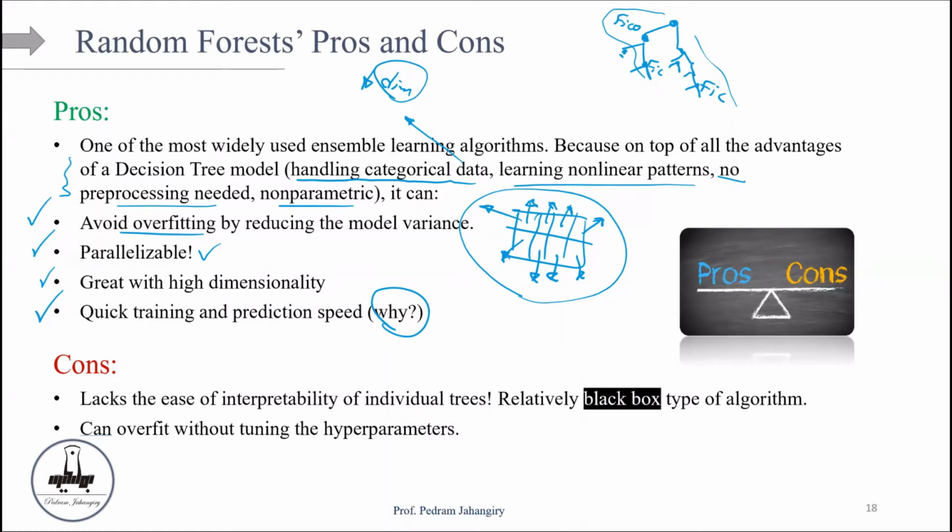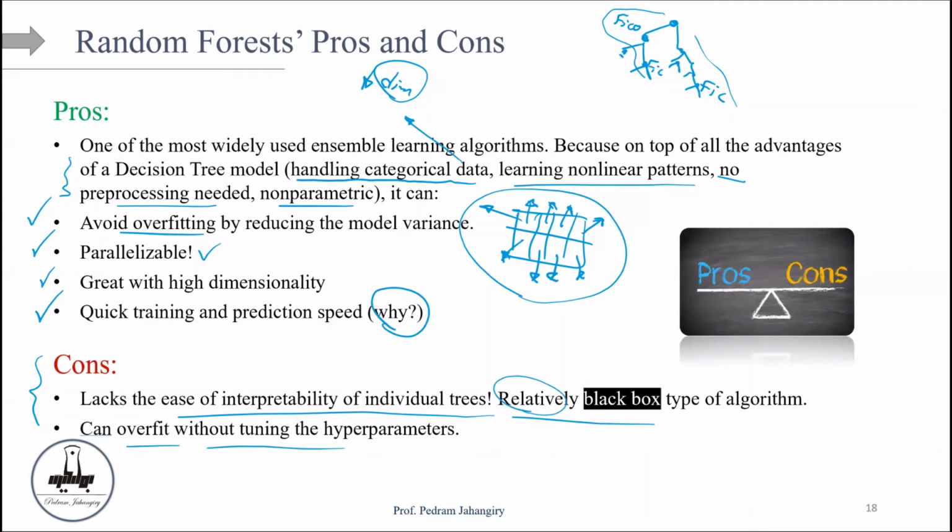So are there any disadvantages to random forests? Yes, and we can somehow deal with them. Maybe the most important disadvantage of the random forest is that it's not interpretable, right? It lacks the ease of interpretability of simple decision trees, and it's relatively black box. Why relatively? Because again, we have the feature importance. We can rank the features, but we cannot say anything about the causality, the significance, the magnitude of the effect, and things like that. And finally, it can overfit without tuning the hyperparameters.